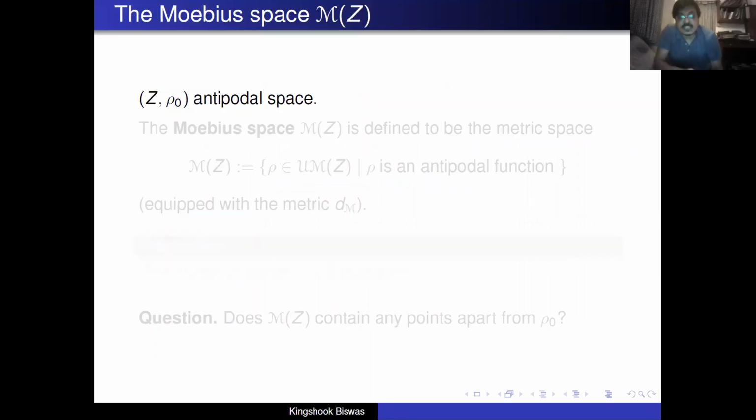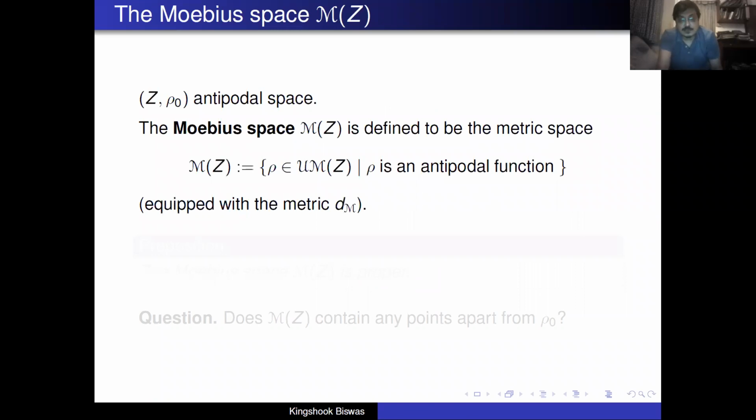Now we can come to the main definition of the talk, which is the Moebius space M(Z). So suppose (Z, ρ0) is an antipodal space. Then the Moebius space M(Z) is defined to be the metric space. M(Z) is the set of ρ in the unrestricted Moebius space, so that means separating functions Moebius equivalent to ρ0, such that ρ is also an antipodal function. Okay. So Moebius equivalent separating functions which are also antipodal. And the metric is the same as before.